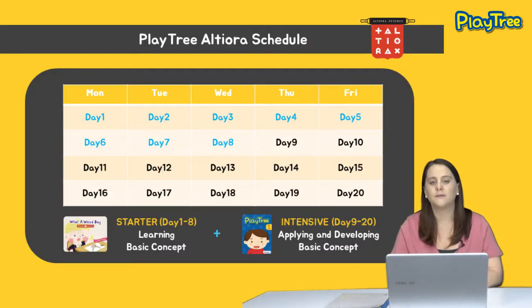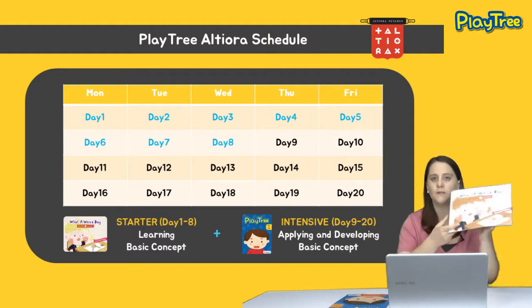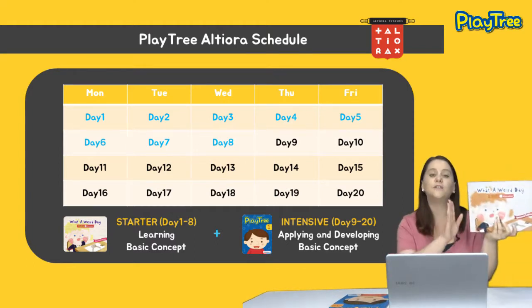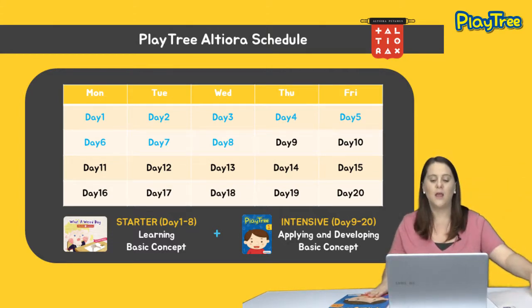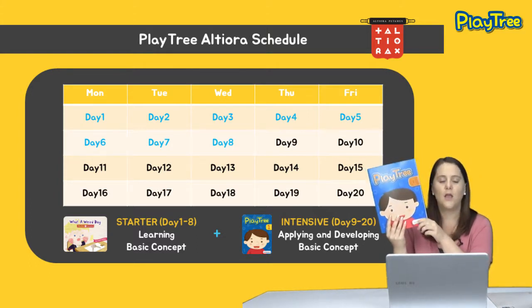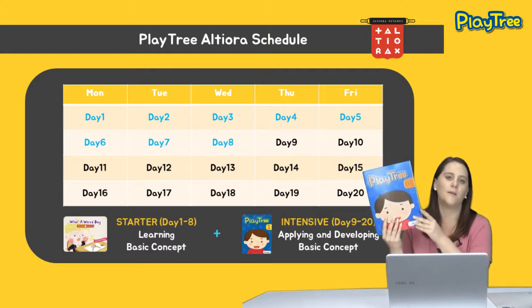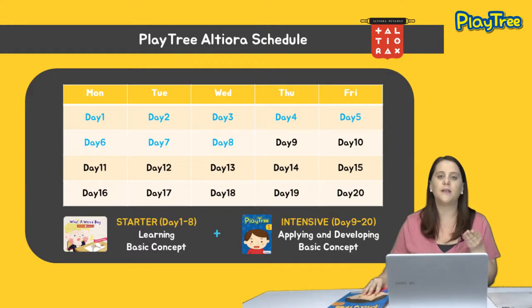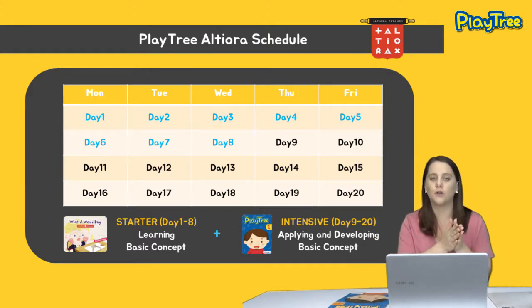This is an Altiora PlayTree schedule. It's a 20-day schedule. From day 1 to day 8, you have the starter course. During the starter course, the students are going to learn the basic concepts and words during this time. And they're going to use the storybooks during this time. The other part of the course is the intensive course, and that's day 9 through 20. And they're going to apply and develop the basic concepts that they learned during the starter lesson. So that means they're going to be taking those sentences they learned during the starter course and making them longer.